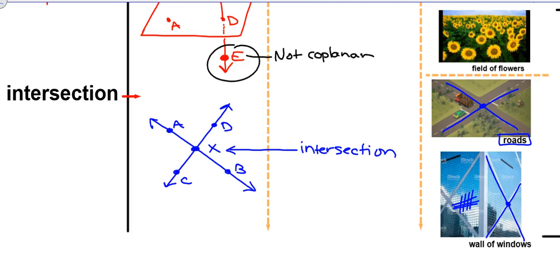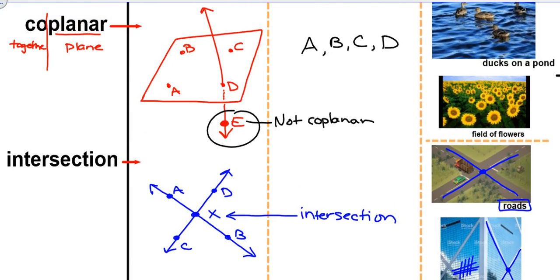Look above. What is the intersection of the line and the plane in the problem above? And that would be D. That is where the line crosses the plane.